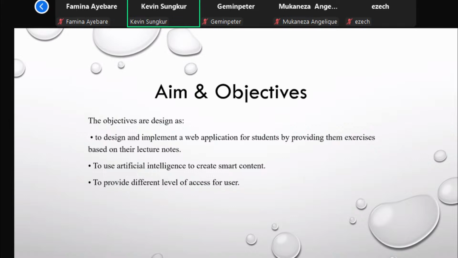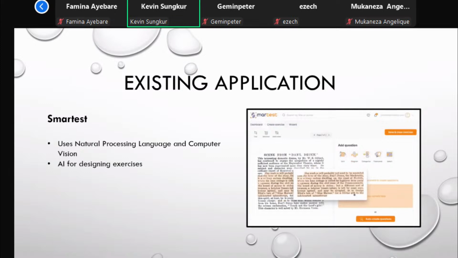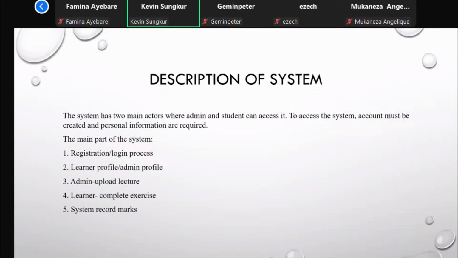The aim and objective of this research is to design and implement a web-based application for students by providing them exercises based on the lecture notes. From the lecture notes, we will derive certain exercises, and we use artificial intelligence to create smart content, with different levels of access for different users. We have some applications like Duolingo, a language learning website, and Smart Test, which uses NLP, natural language processing, and computer vision. We can use AI for designing the exercises. Our proposed system takes into consideration the weaknesses of previous systems, to bridge the gap and provide a more enhanced version of existing systems.